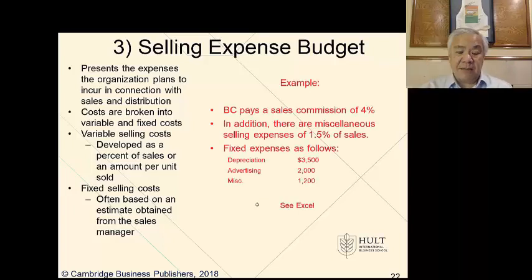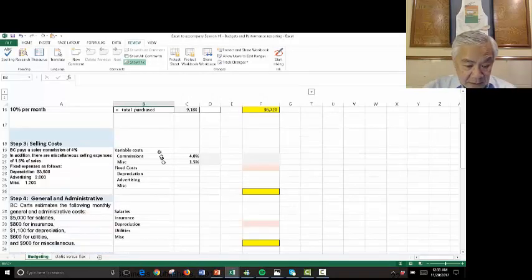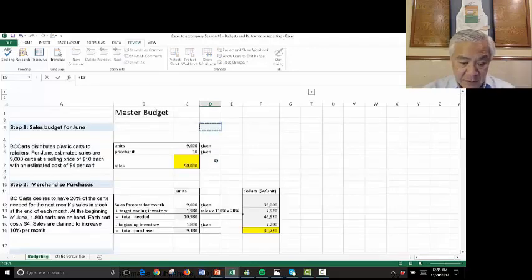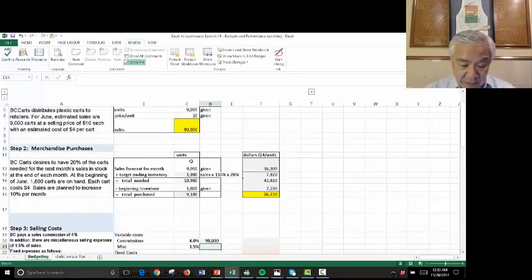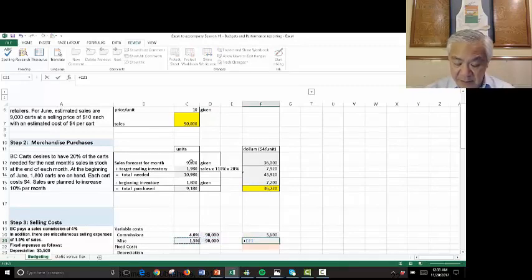So to our example, BC pays a sales commission of 4% on sales, and in addition there are other variable selling expenses of 1.5% of sales, and there are fixed expenses of depreciation, advertising, and miscellaneous in order to support the selling function. So let's hop to Excel. Step 3, variable costs are 4 and 1.5, 4% of what? Of sales. So we go back up here and grab sales. And both are a function of sales dollars. So commissions are 4% times sales, and miscellaneous 1.5% times sales.